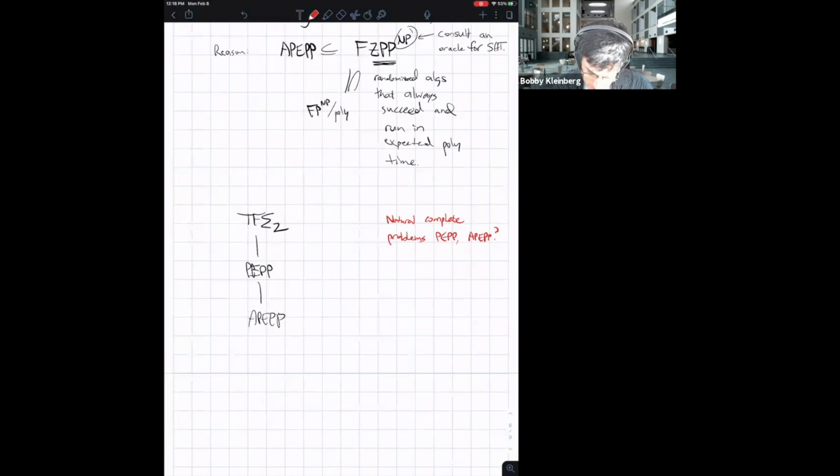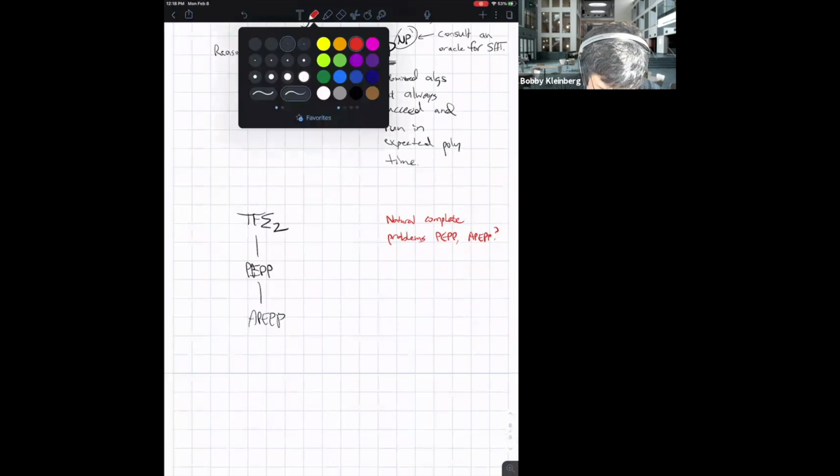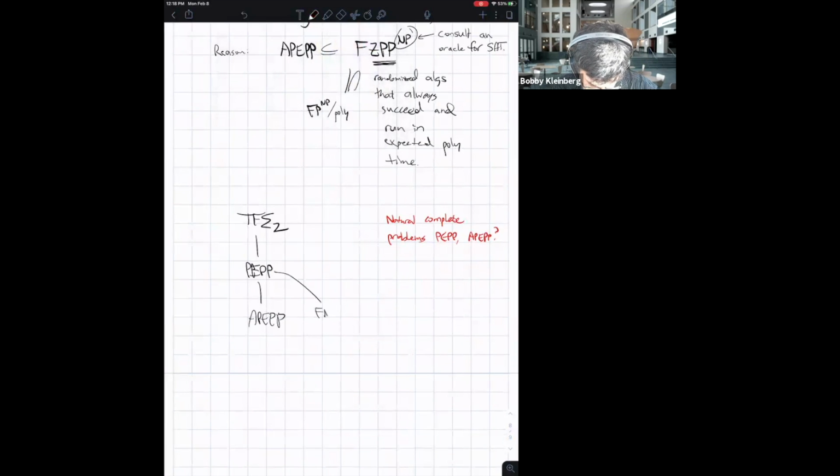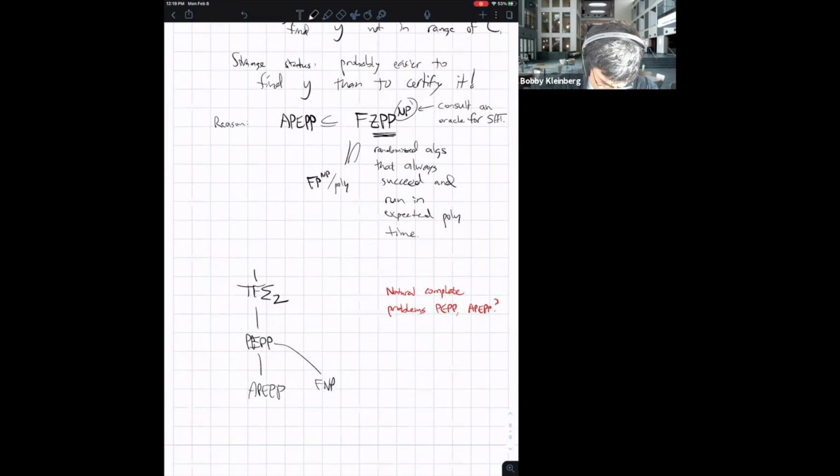Okay, what else do I want to tell you? I didn't get a chance to show you, but it's easy to see all of FNP is inside of PEPP. So this class really is bigger than TFNP. And above TF sigma 2, we have TF sigma 3, TF sigma 4, etc. So you might wonder, are there also interesting problems up in these more stratospheric levels of the hierarchy?